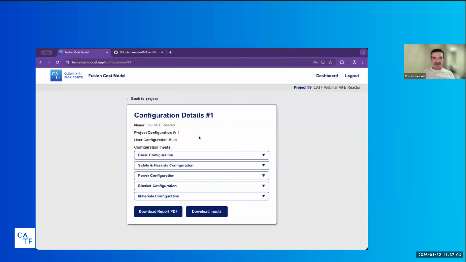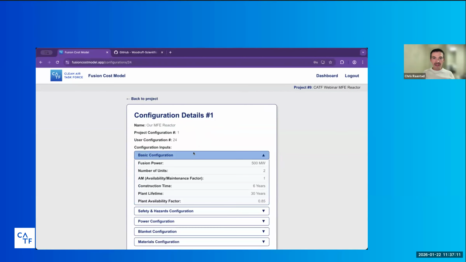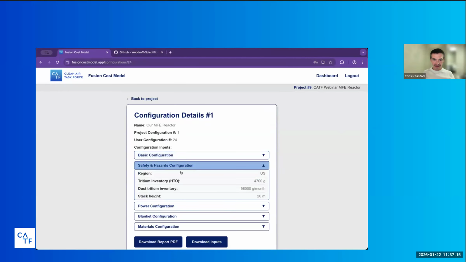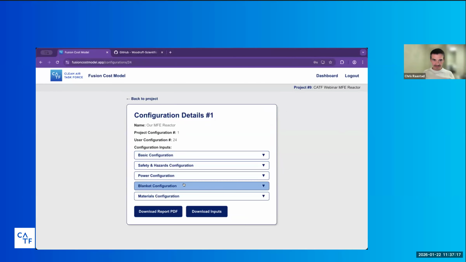There we go. Cool. So this was created for an MFE reactor. Probably should have put that in the report name. You'll have the inputs in human readable form in these drop downs. And finally, we can download the report and the inputs.